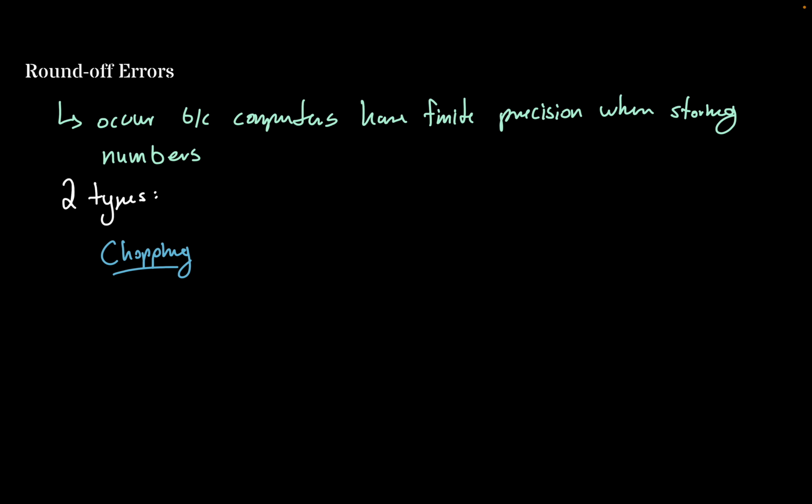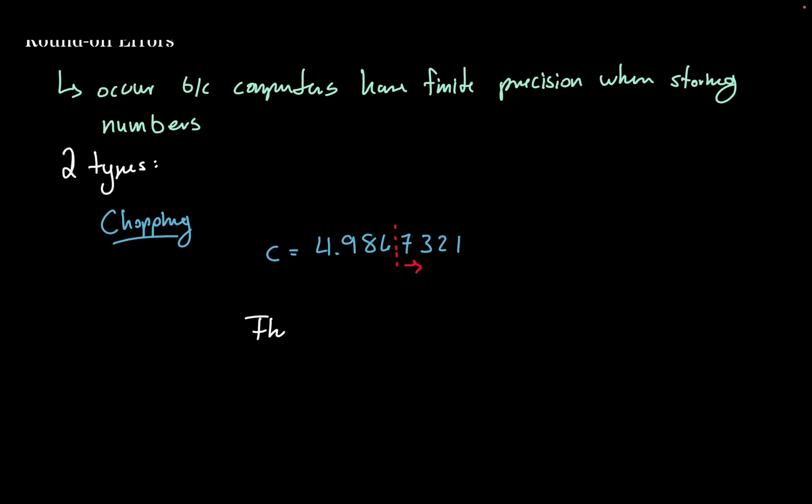And now with chopping, essentially what that is, let's say we have some constant c that is equal to 4.9867321. And what we're going to do is chop off all of the digits after the third decimal place. So we'll essentially draw our line here and chop off all of those digits. So then c would then be equal to 4.986. And now because of this, notice that our final value is different from the original. So this will actually lead to some error because it's not the same as what it's supposed to be.